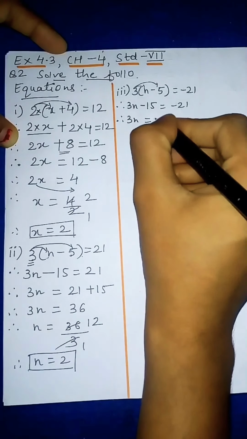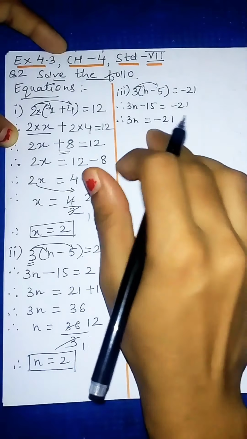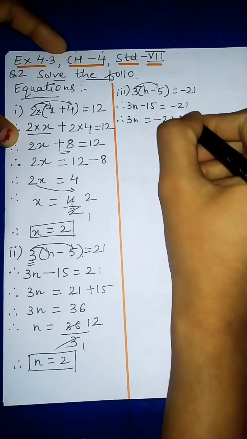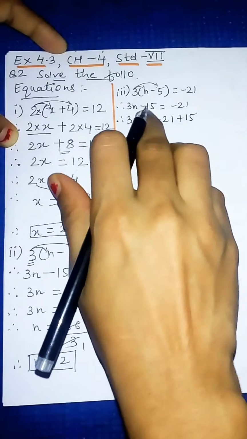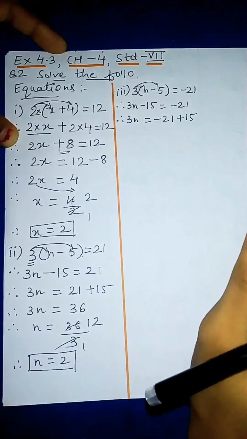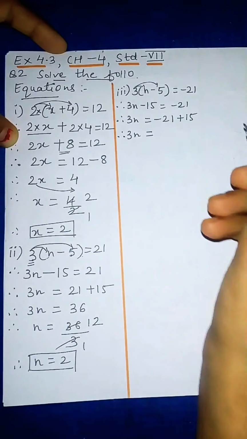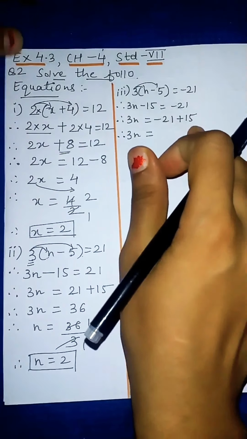plus 15. So here what is given to you, minus 21. So this minus 21 is already there. Minus 15 we are taking there. So it will be plus 15. So change the sign of 15 and write it here. Now next step will be 3n equal to, now minus 21 plus 15.